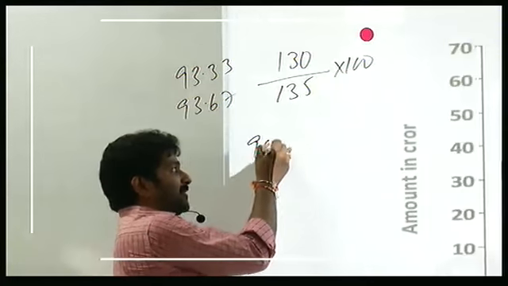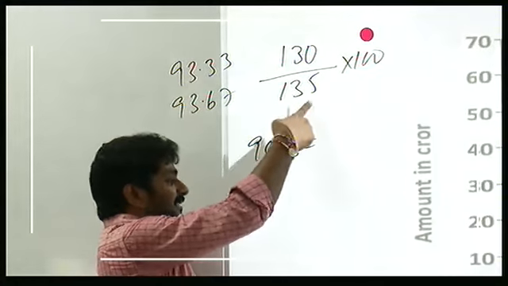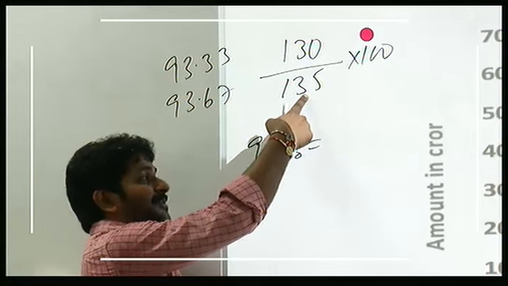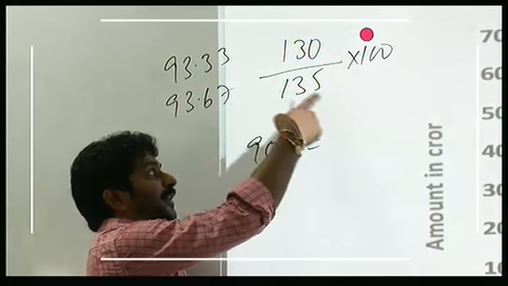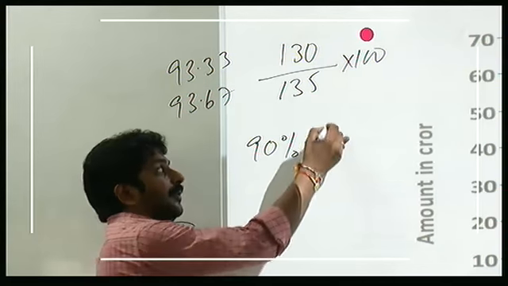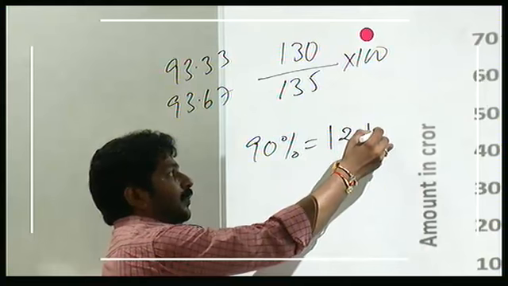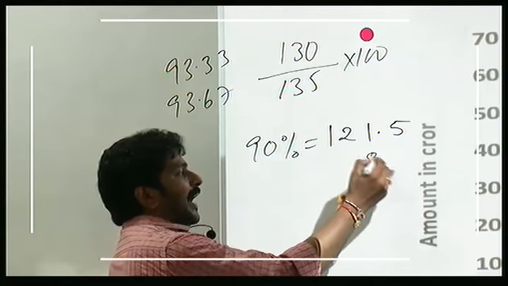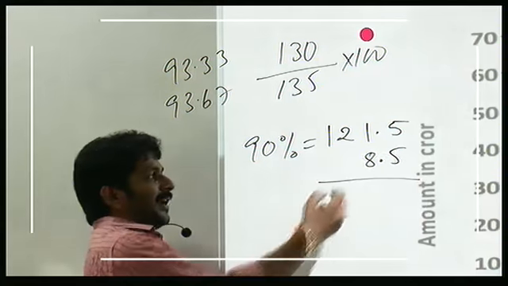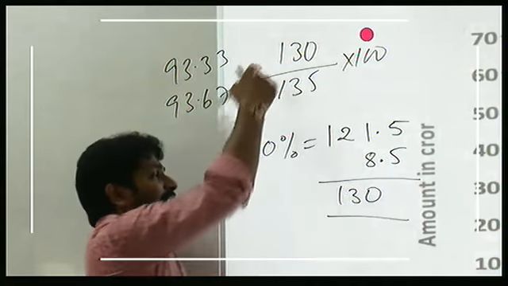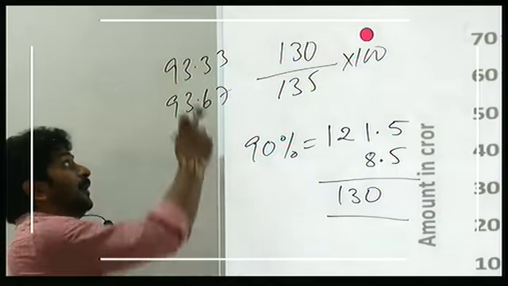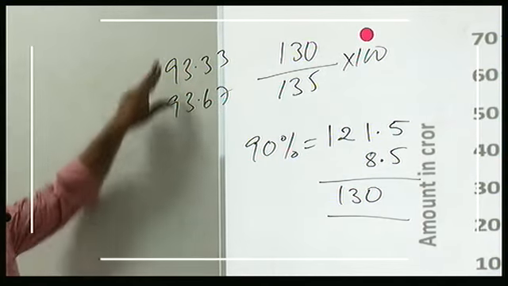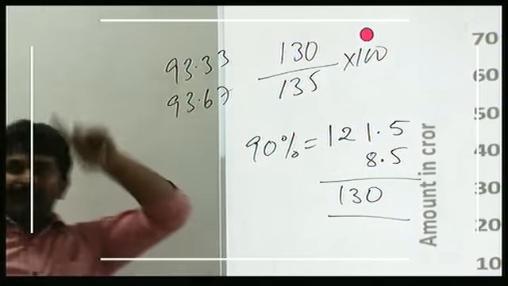Let me calculate 90%. 90% is 135 minus 10%. 10% of this number is 13.5. 135 minus 13.5 is 121.5. To this number, if you add 8.5, then that will be equal to 130, our numerator value. What is this? 93.33. Apart from 90%, you have 3.33.